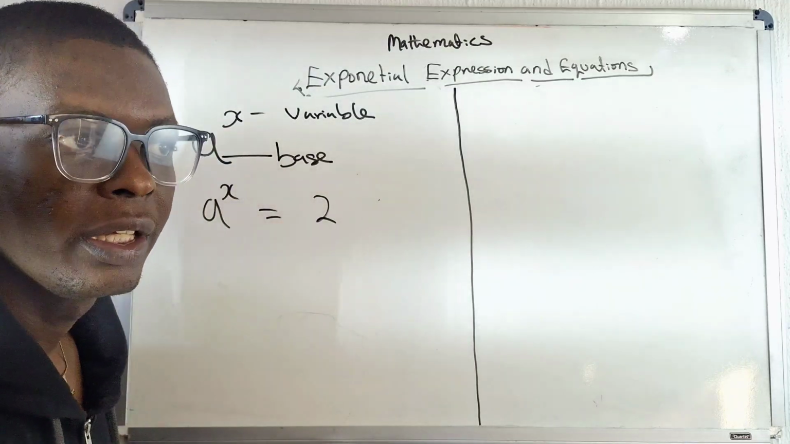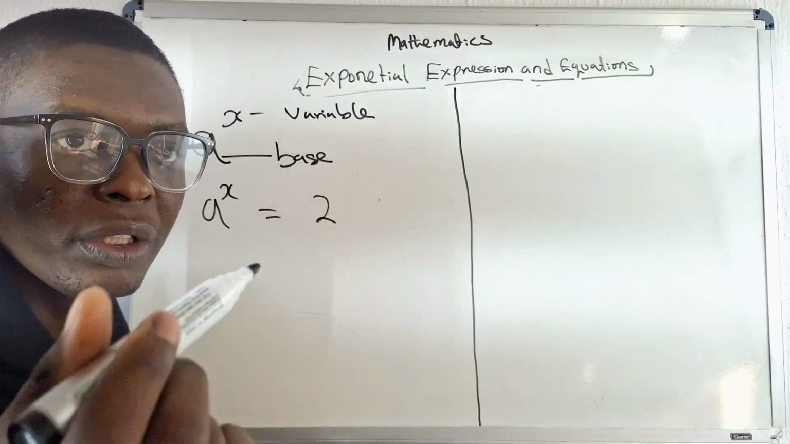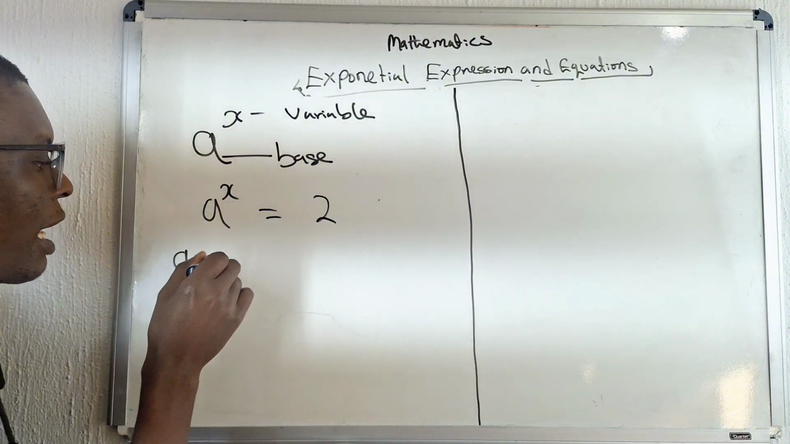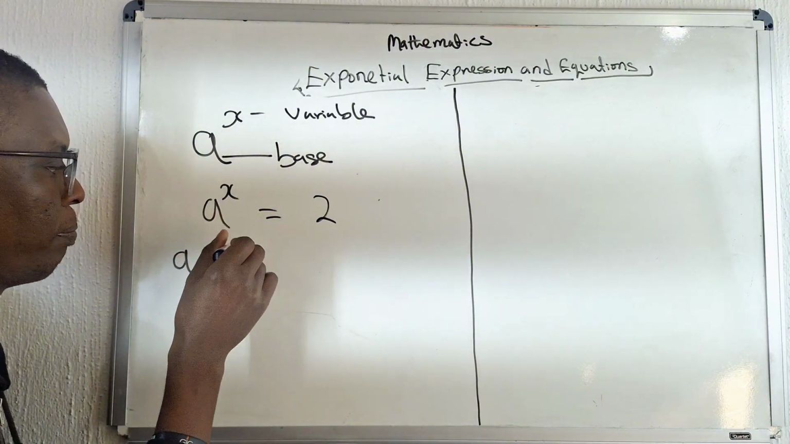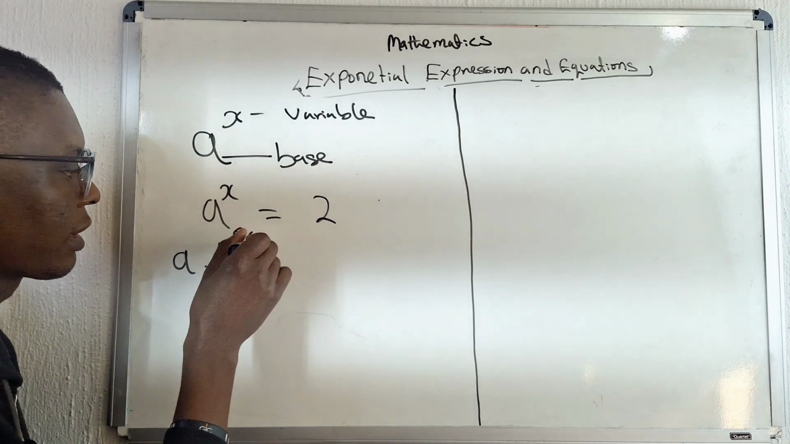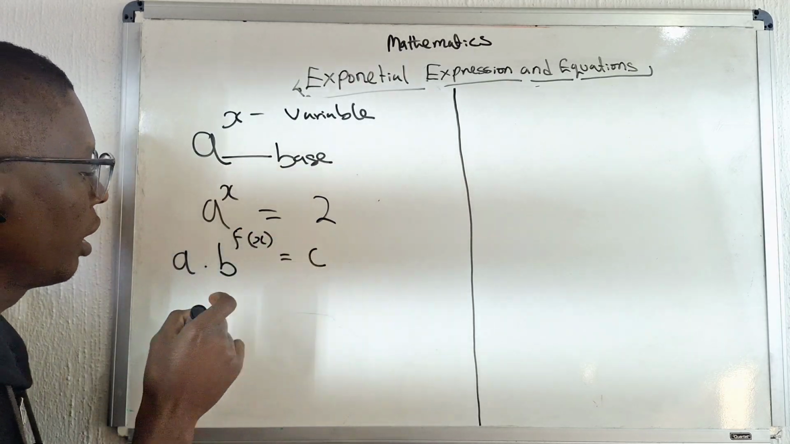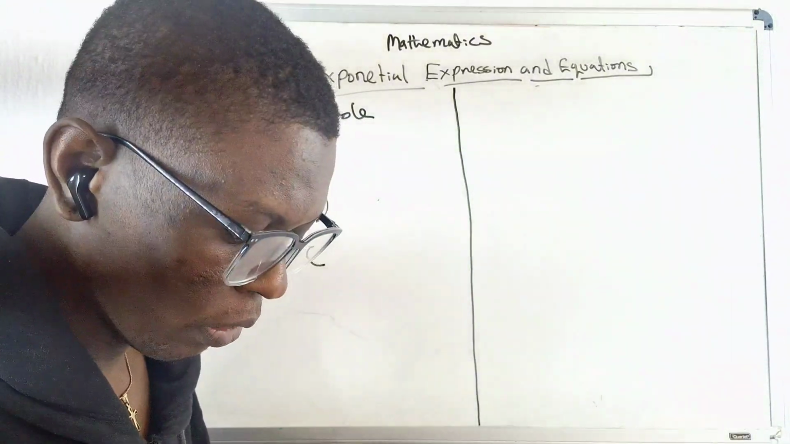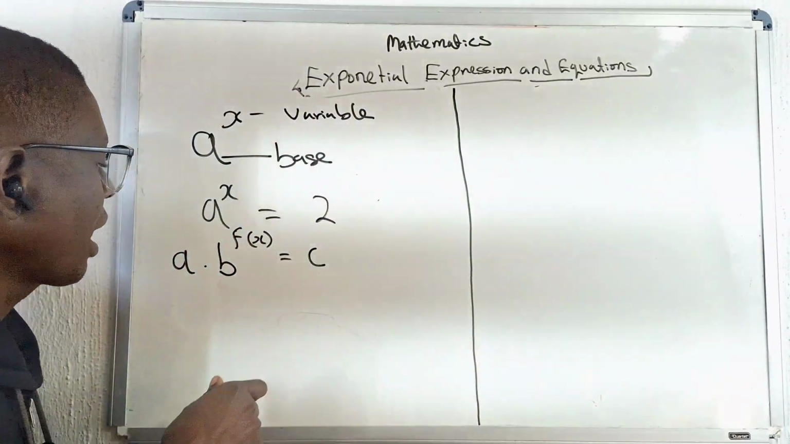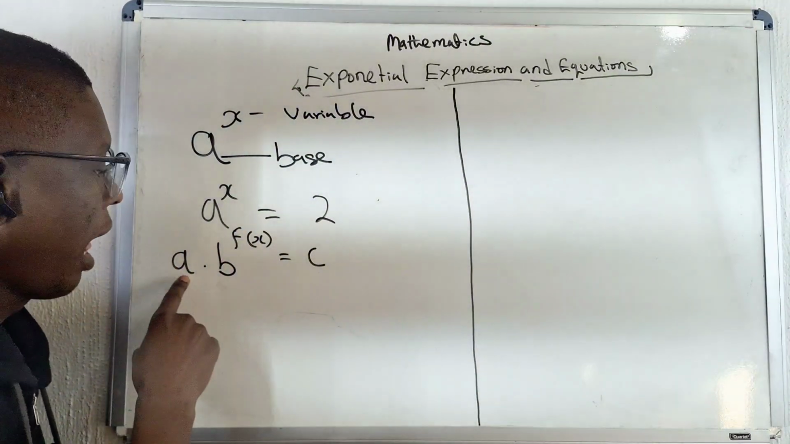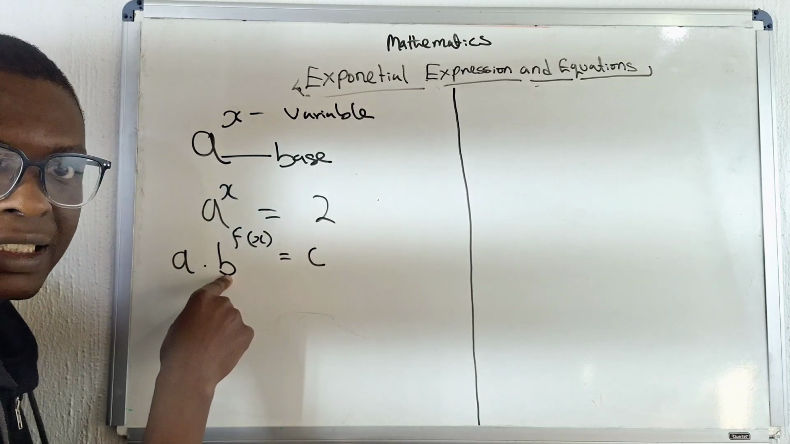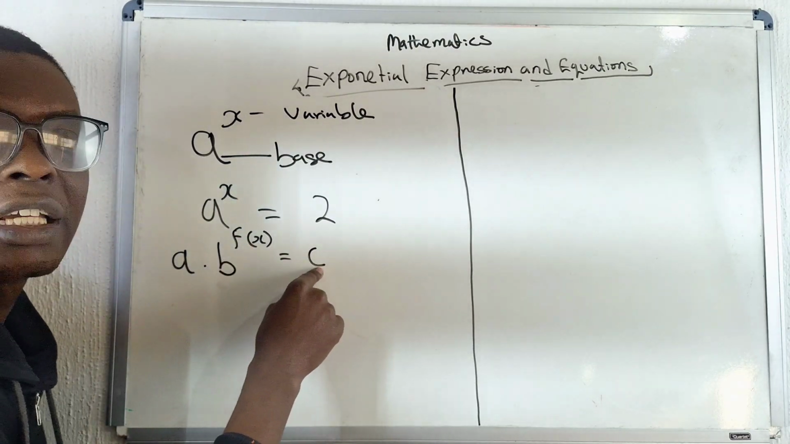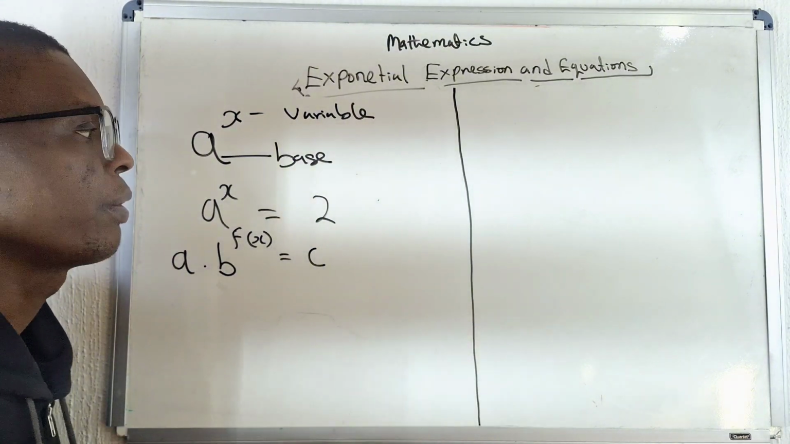equality sign. Now, an exponential equation is normally represented mathematically as a·b^f(x) = c. A, b, and c are all constants. In this term, a is a coefficient and b is the base of your exponent, and c is a constant, a given value.